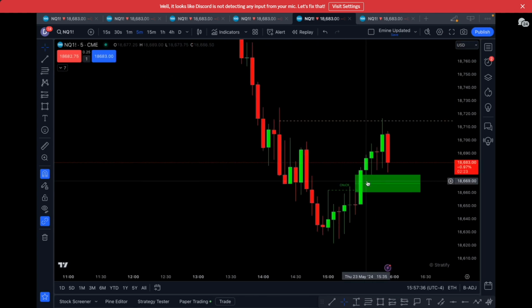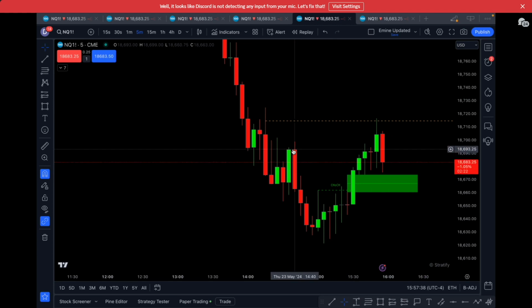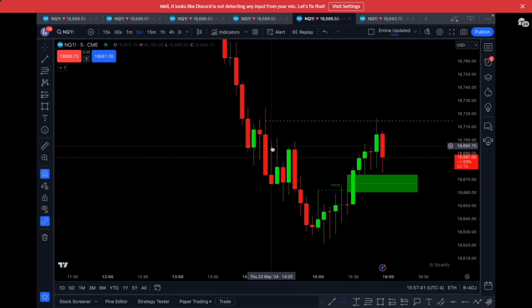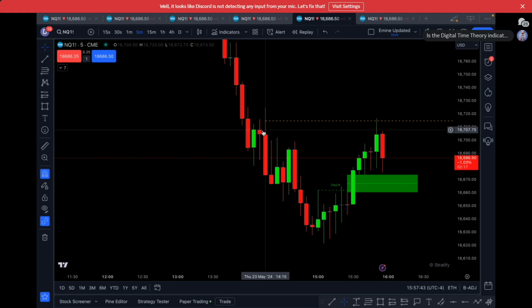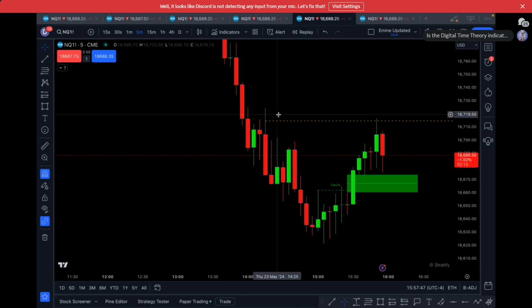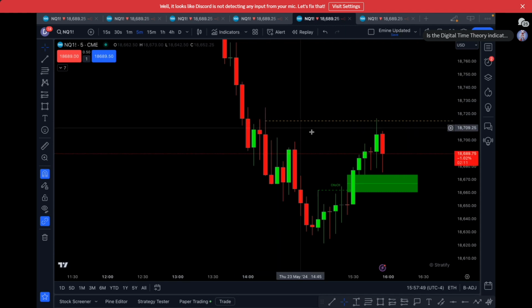So we entered here. We know that there's a rejection block here. We know there's a midpoint of an order block here. We know there are these wicks, which are more important than the swing highs. Retail will put the stop loss at swing highs and swing lows. Institutions will put it in the middle. Okay.